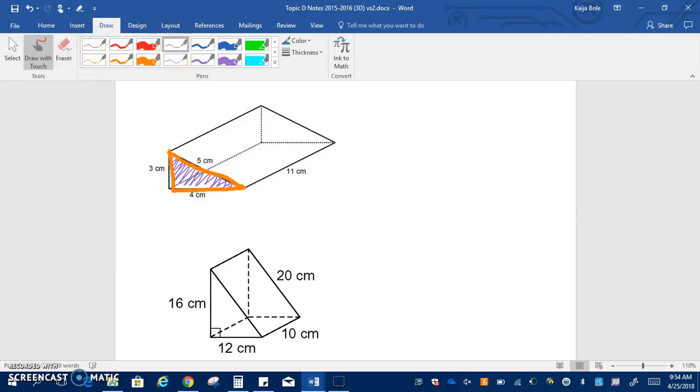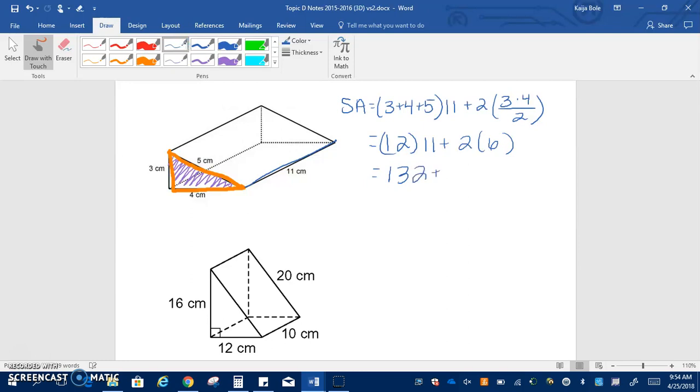Okay, so now surface area equals perimeter of the base, so 3 plus 4 plus 5, similar to the other one, times our height, which now is 11. Plus 2 times the area of the base, so 3 times 4 divided by 2. So we get 12 times 11, plus 2 times 6. 12 times 11 is 132, so plus 12, so our grand total here is 144 square centimeters.